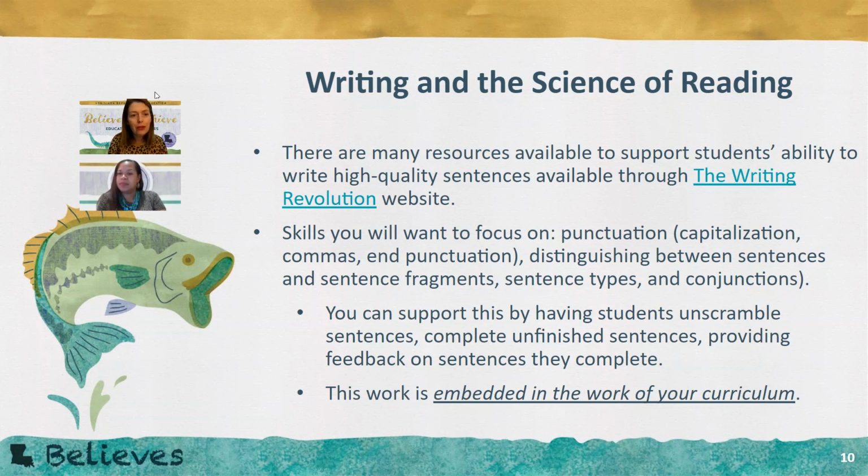And then these conjunctions. If you are familiar with the Writing Revolution, they often start with because, but, and so, and they do a wonderful job of explaining when you would use a because sentence, when you would use a but sentence, and when you would use a so sentence. And really developing your students' ability to do that in these later first grade, second grade, third grade is really going to support their ability to be good writers. You can support this work by having students unscramble sentences, complete unfinished sentences, and providing feedback on sentences that they complete. And again, this work is embedded in the work of your curriculum.